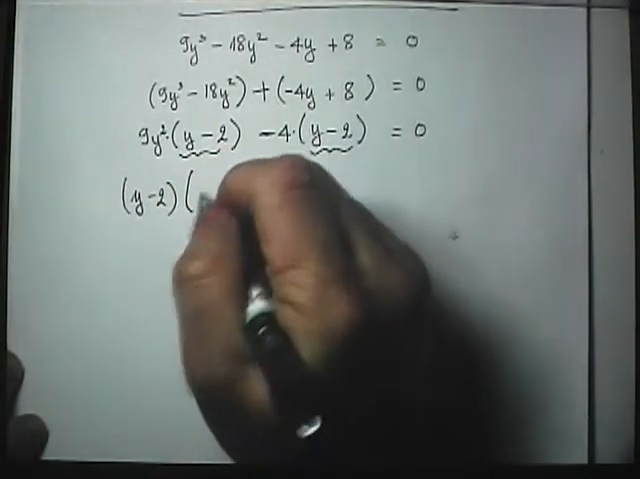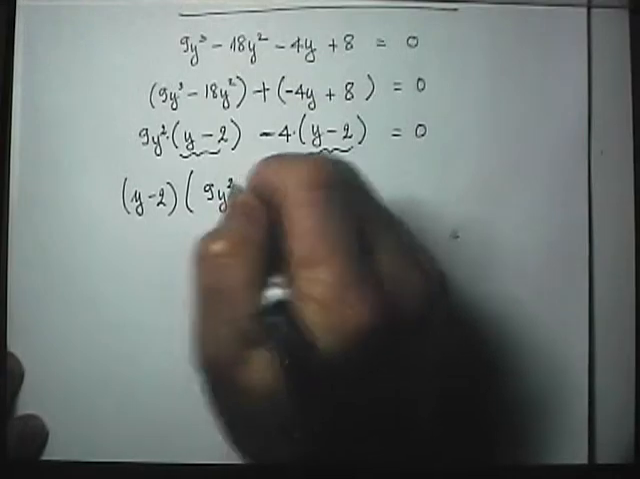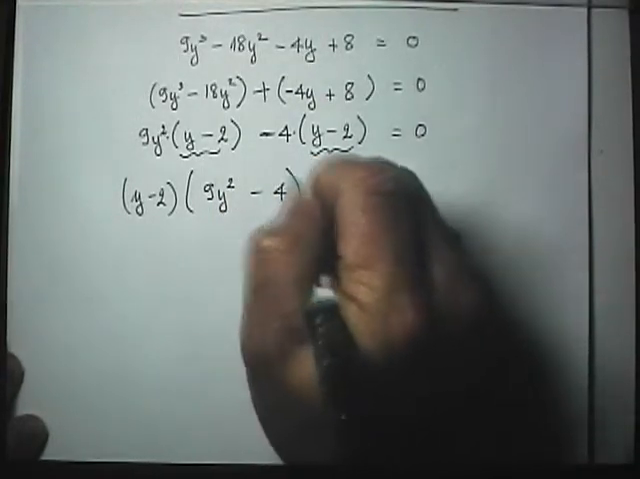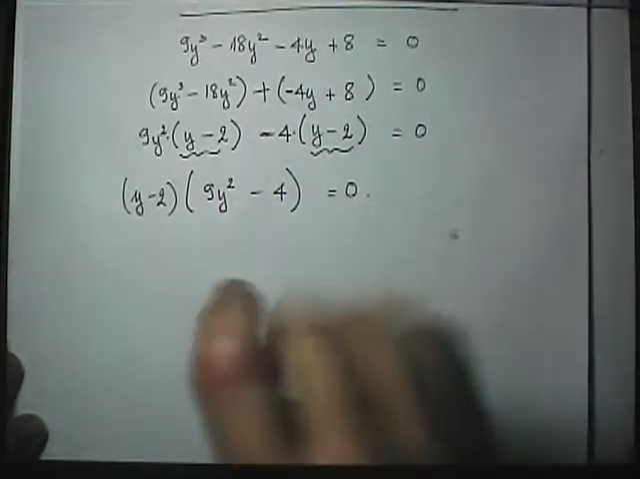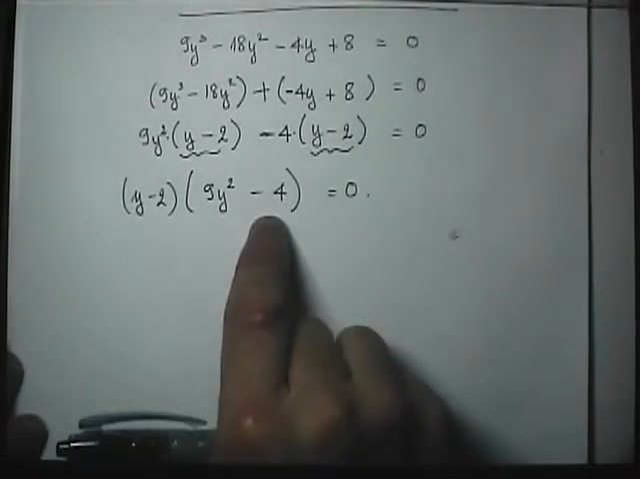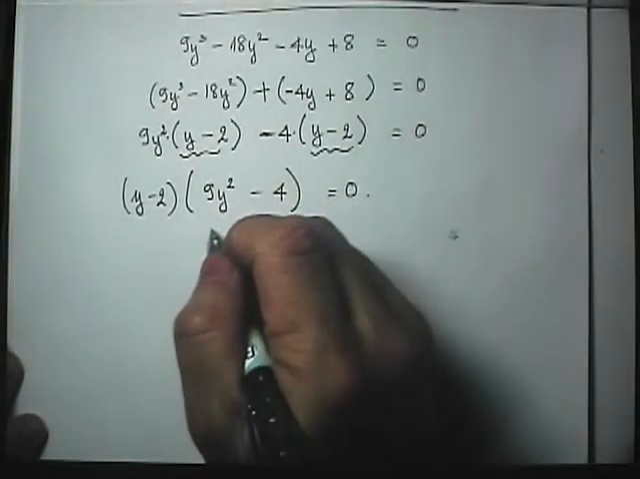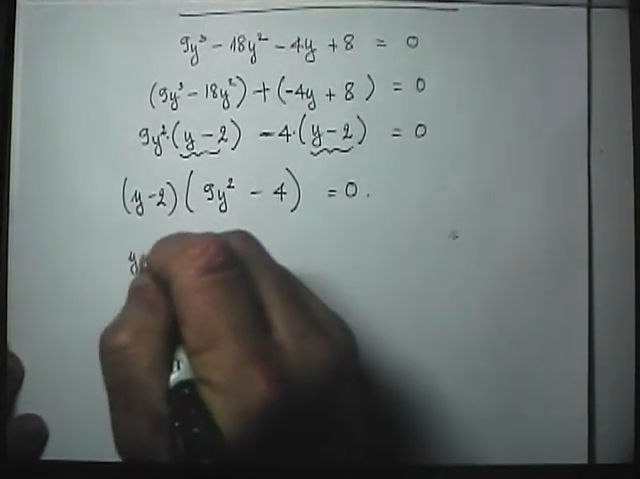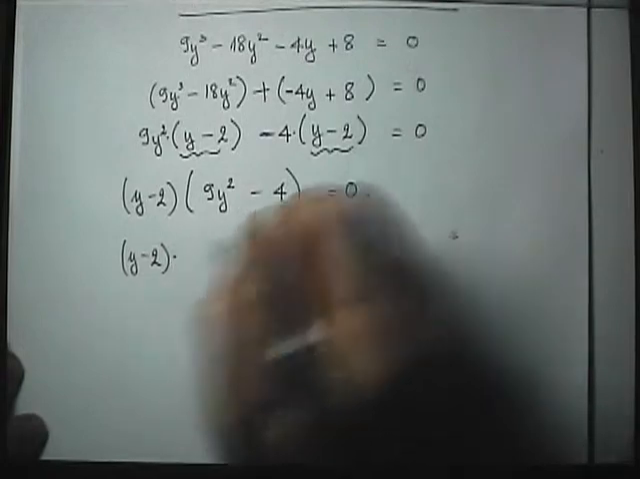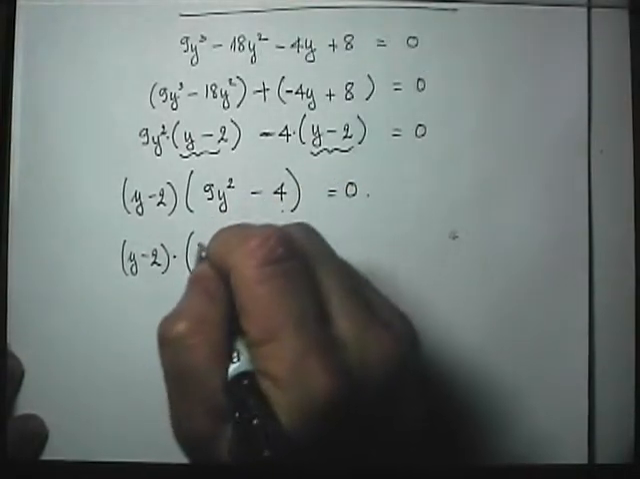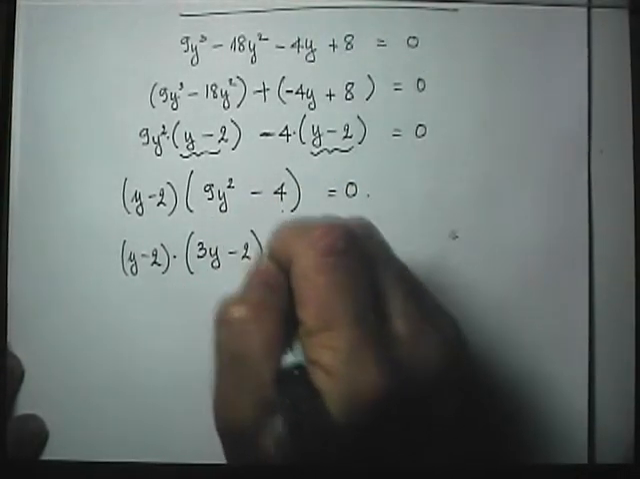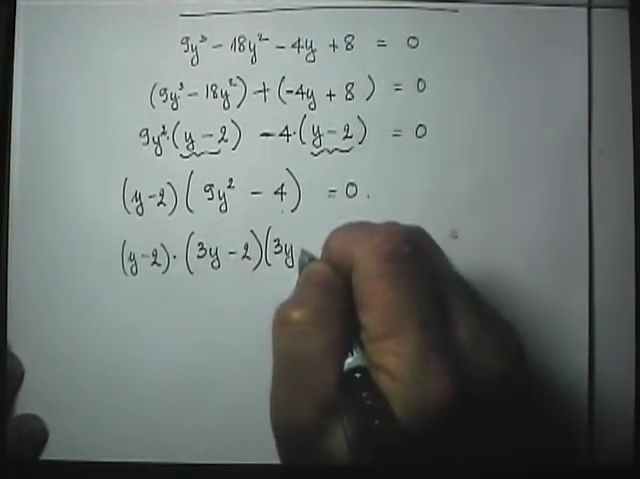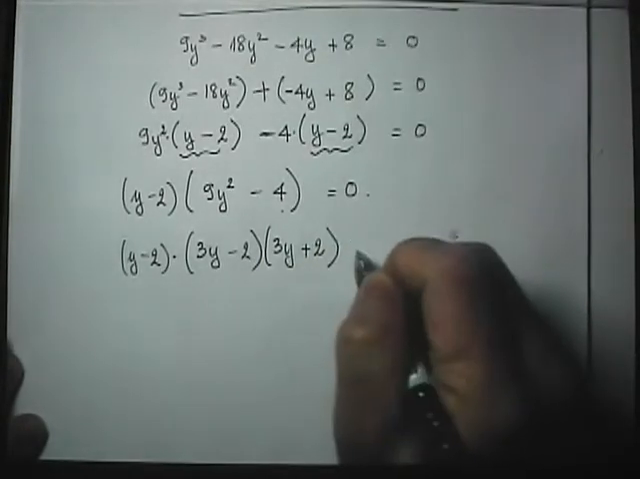My remaining term is going to be 9y squared minus 4, all that equals 0. And one more time, the 9y squared minus 4, I am recognizing that as a perfect square, the difference of two squares. So I have my first factor. The difference of two squares here is going to turn that into 3y minus 2 times 3y plus 2 equals 0.